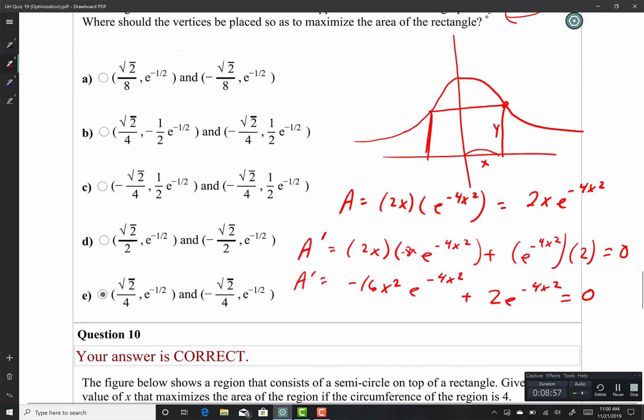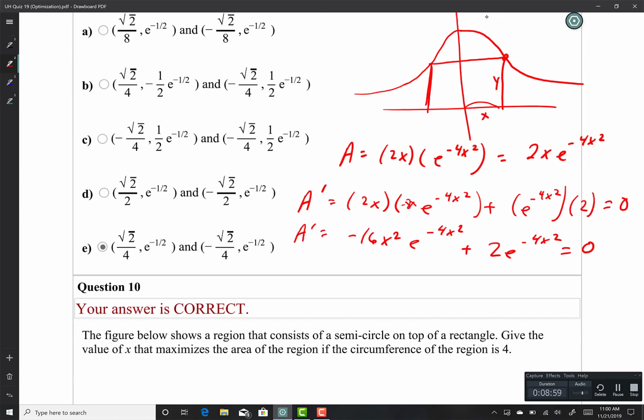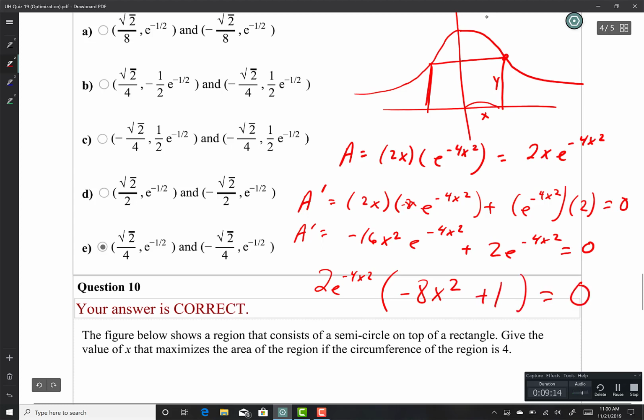And then I'm going to factor out 2e to the negative 4x squared. And then 2 goes into 16 8 times. So I'm going to have negative 8x squared plus 1 equals 0. So this guy will never be 0. But negative 8x squared plus 1 will. So let's solve for when that's going to be 0.